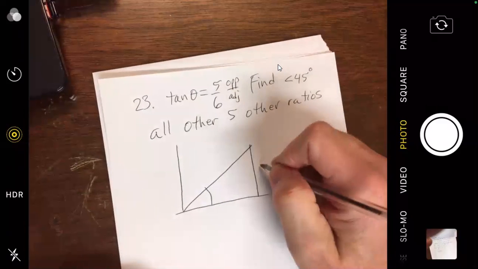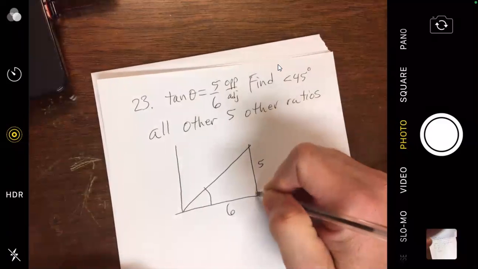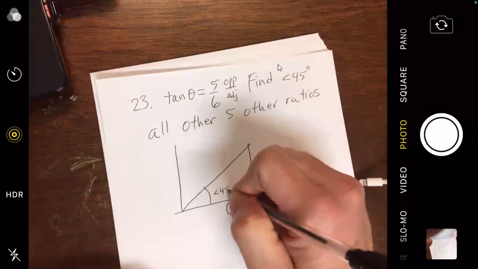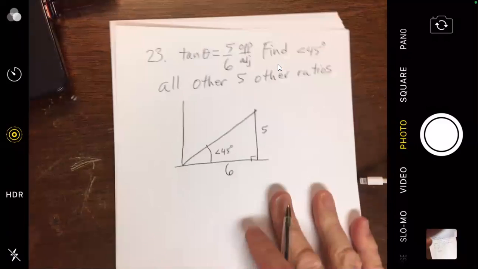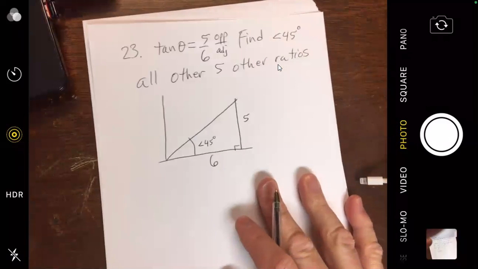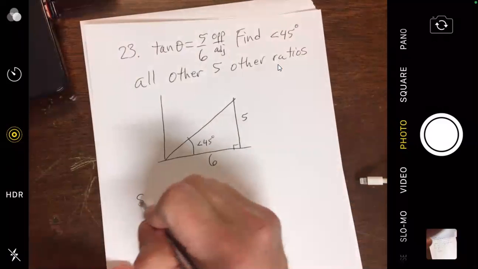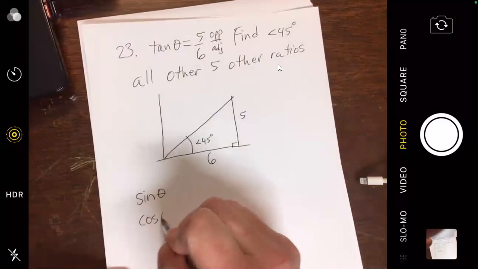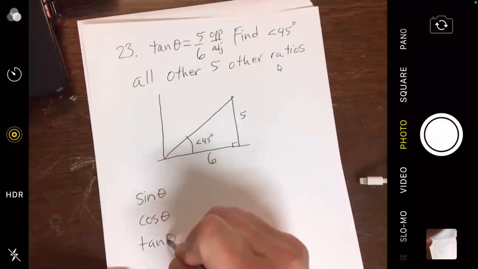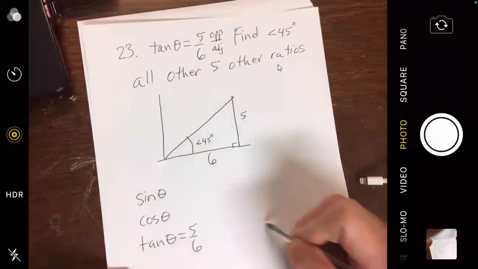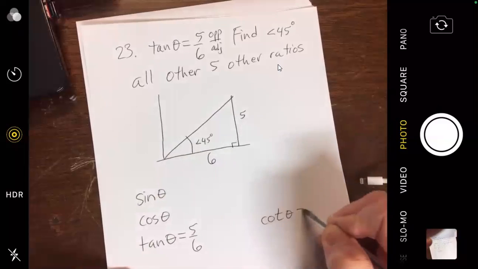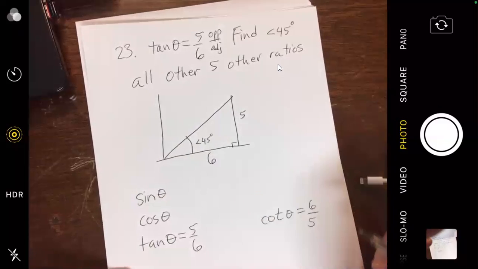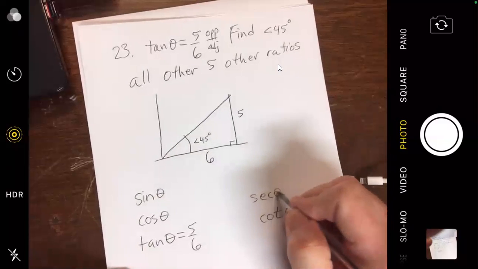But your Y leg, your opposite, would be 5. This would be 6. I know that angle is less than 45 degrees, but that's not super important at the moment. All right, we'll write down the other ratios. I can fill in the tangent, which is 5 over 6. I can fill in the cotangent. It just flips, 6 over 5. Here's the secant. Here's the cosecant.